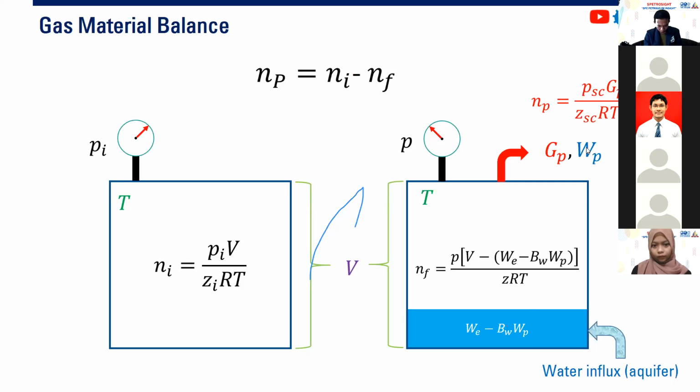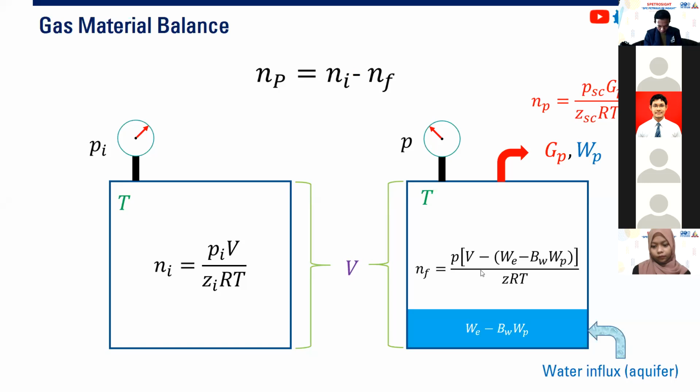And then the moles of gas produced should be calculated with this formula. Again, it's PV over ZRT, but V here is Gp, and the other is at SC, which is standard condition. So after we define the case like this, we can calculate the final or remaining moles of gas in the reservoir, Nf, which is calculated by this formula.